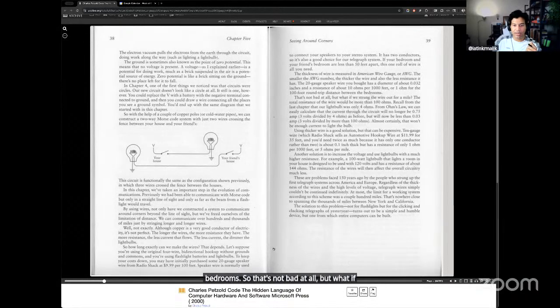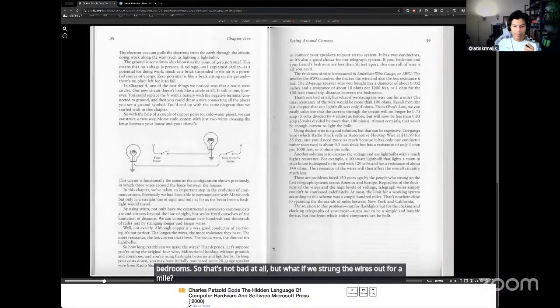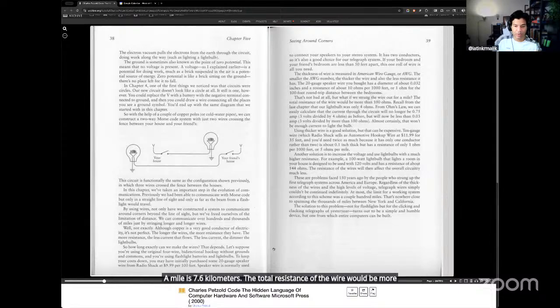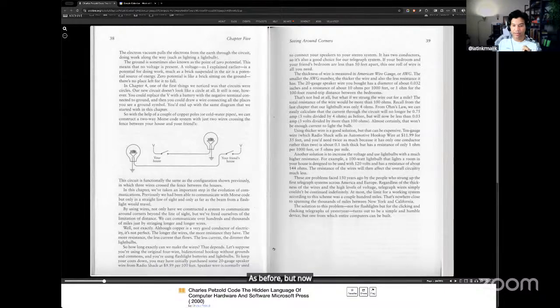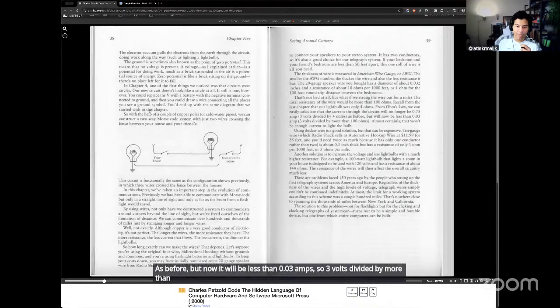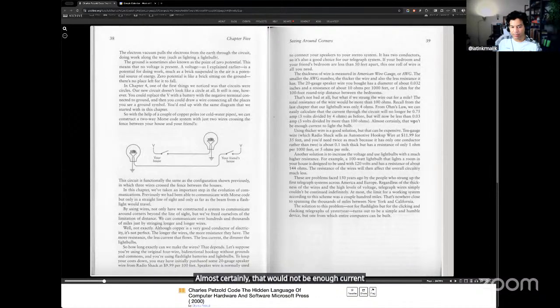But what if we strung the wires out for a mile? A mile is 1.6 kilometers. The total resistance of the wire would be more than 100 ohms. Recall from the last chapter that our light bulb was only 4 ohms. So from Ohm's law, we can easily calculate that the current through the circuit will no longer be 0.75 amp, which is 3 divided by 4, as before, but now it will be less than 0.03 amps. So 3 volts divided by more than 100 ohms, because that is the resistance of wire that gets added to the circuit. Almost certainly that would not be enough current to light the bulb.